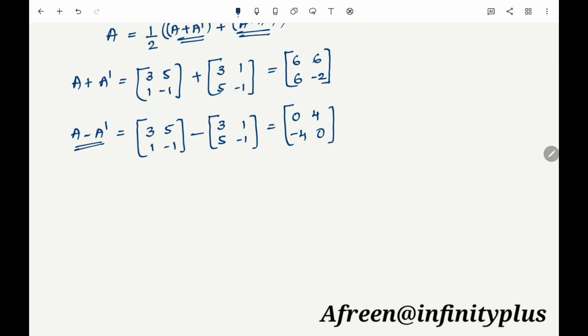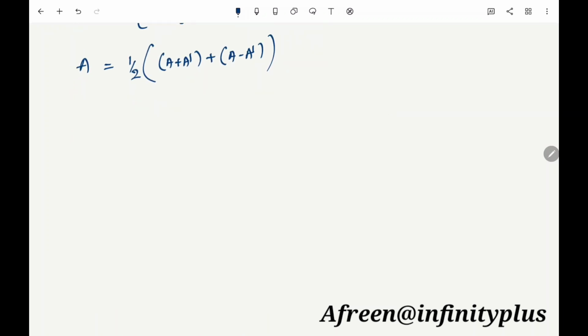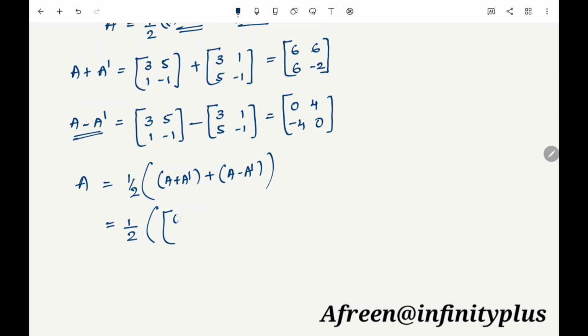So here you have got A plus A dash and A minus A dash. Substitute in the formula. What you will get? A is equal to half into A plus A dash plus A minus A dash. Now substitute the given matrices here. What you will get? A plus A dash, we will be having it as 6, 6, 6, minus 2. A minus A dash is 0, 4, minus 4, 0.